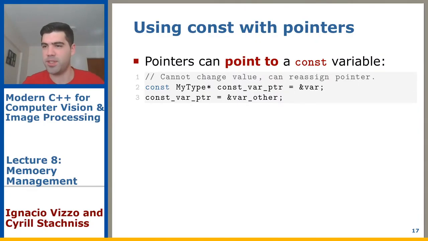So this is funny. A pointer is a variable, and all the rules for variables, lifetime, const, whatever, hold true for pointers. So it's just another type of variable.